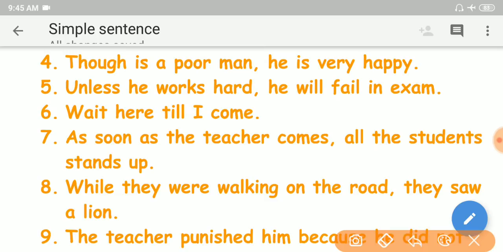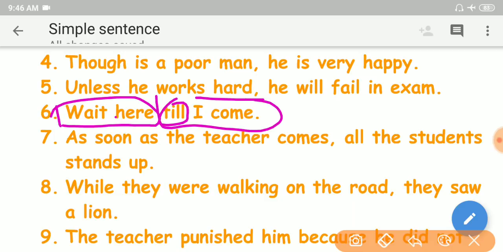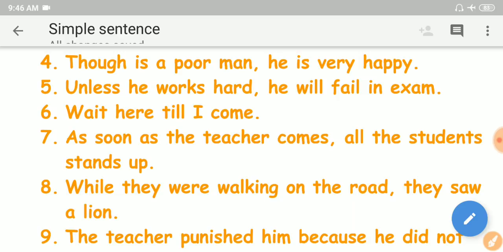So here also: wait here till I come. "Wait here" is the independent clause. "Till" is the subordinate conjunction. "I come" is the subordinate clause or dependent clause. So that's why this is also a complex sentence, my dear friends.